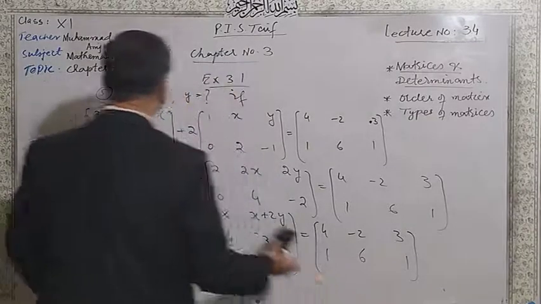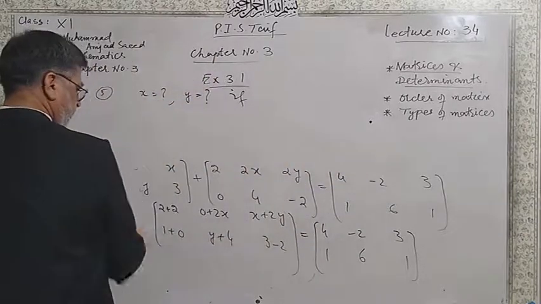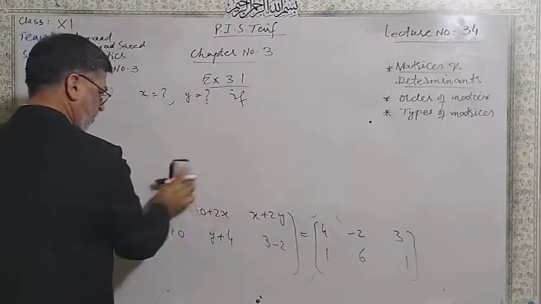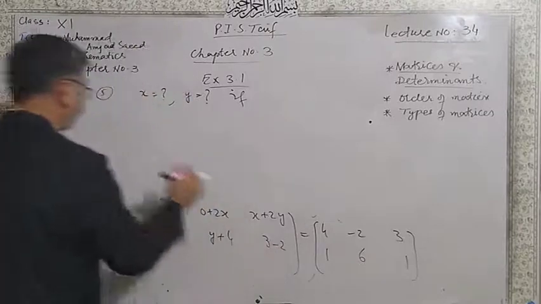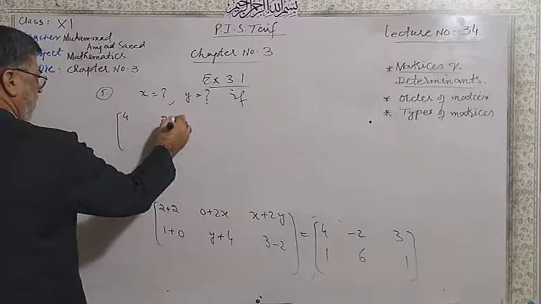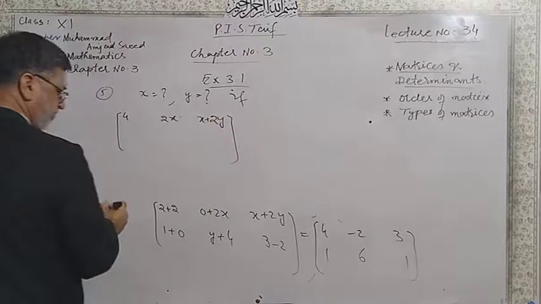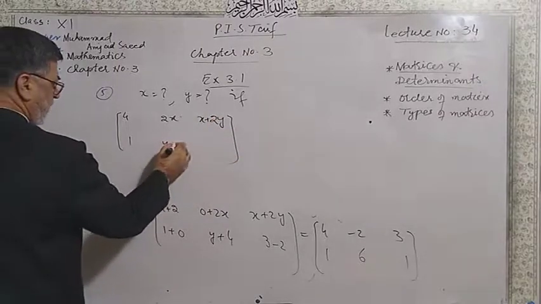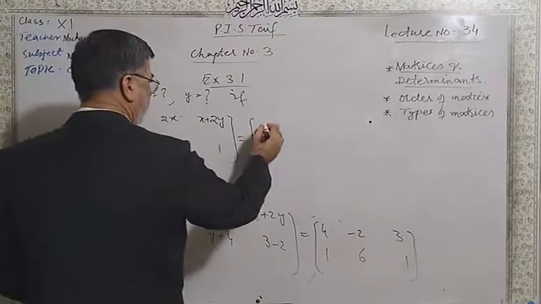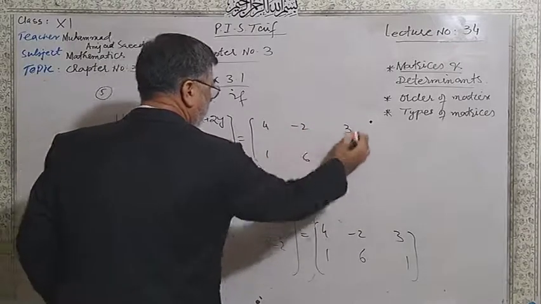After that, left hand side will become 4, 2x, x plus 2y, 1, y plus 4 and 1. That is equal to 4 minus 2 and 3, 1, 6 and 1.